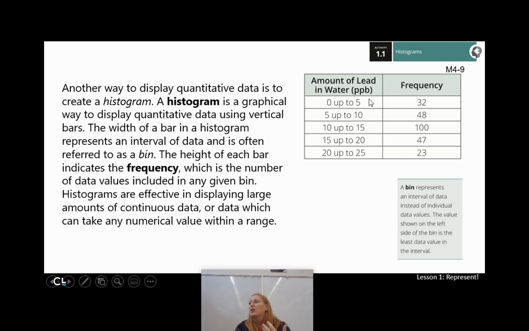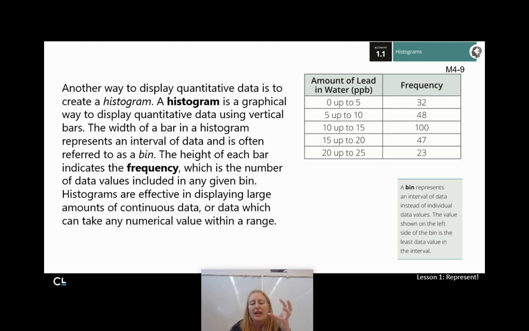So if I'm looking at this first line, 0 to 5 is my bin. So my bin, the width, would be from 0 to 5. Whereas my frequency says that I should go up 32. There should be 32 items in that bin. So that 32 is the height of my bar on that bin.